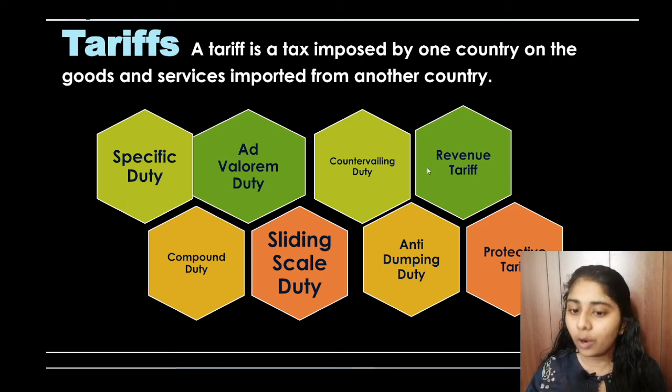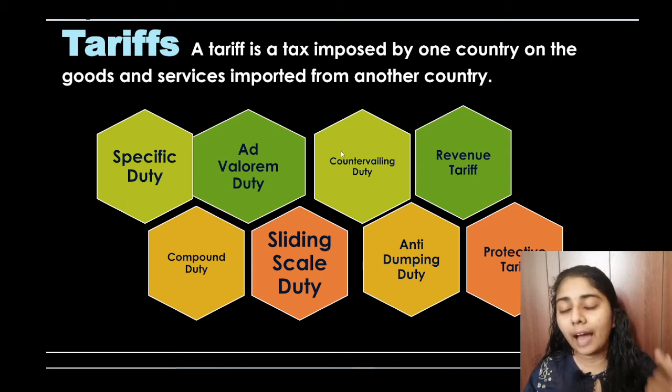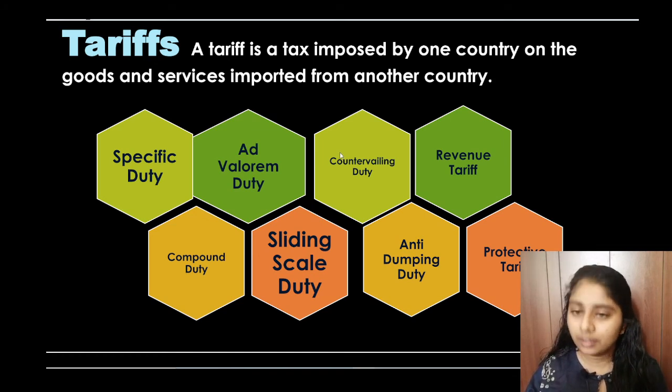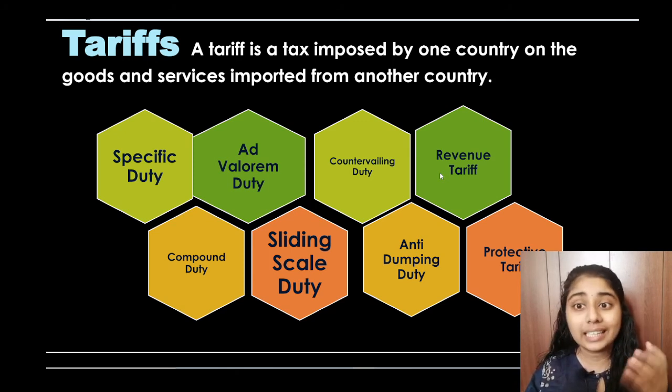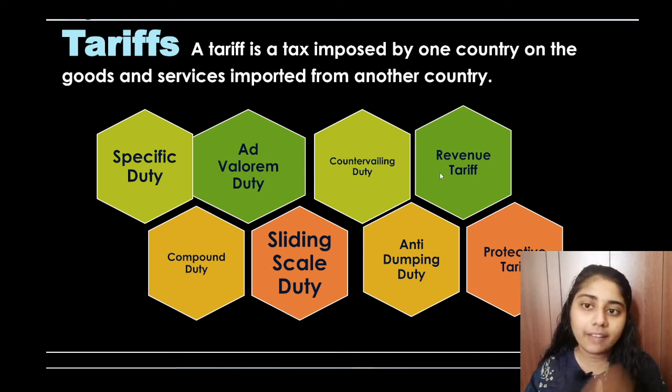Then comes countervailing duty. Countervailing duty applies when a product receives some subsidy while exporting. Then the importing country will add a tax on it, and such a tax is known as countervailing duty. Then comes revenue tariff. Revenue tariff is when we are importing that good, and the tax is given as revenue to the government.